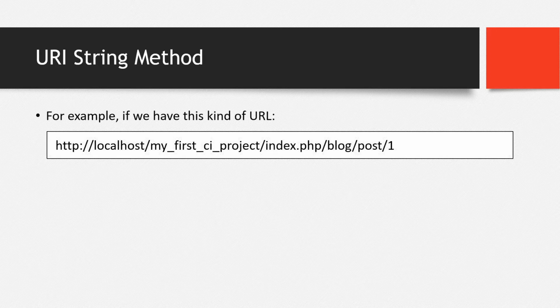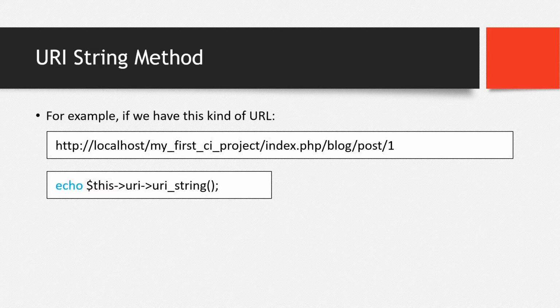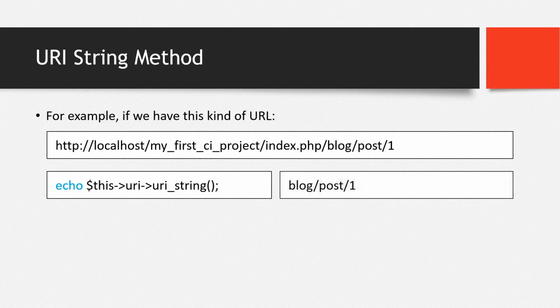So let's have the sample here. So we're going to call the method this URI string. Basically, the output will be blog/post/1, which is the 3 URI segments that we have in here in our URL.